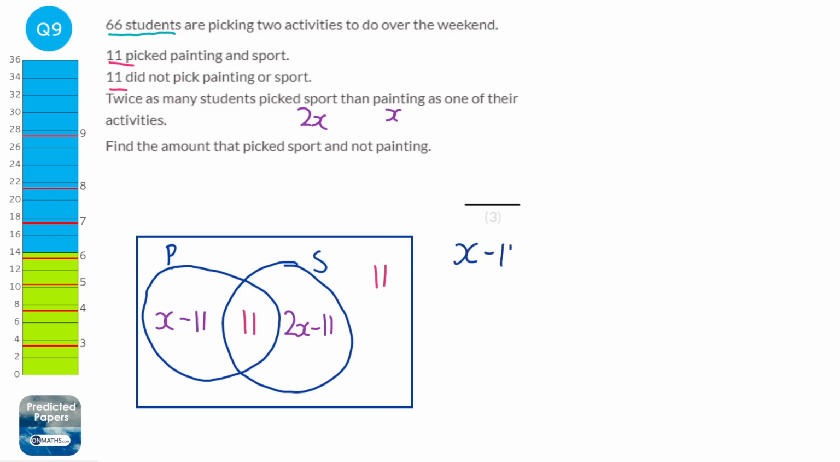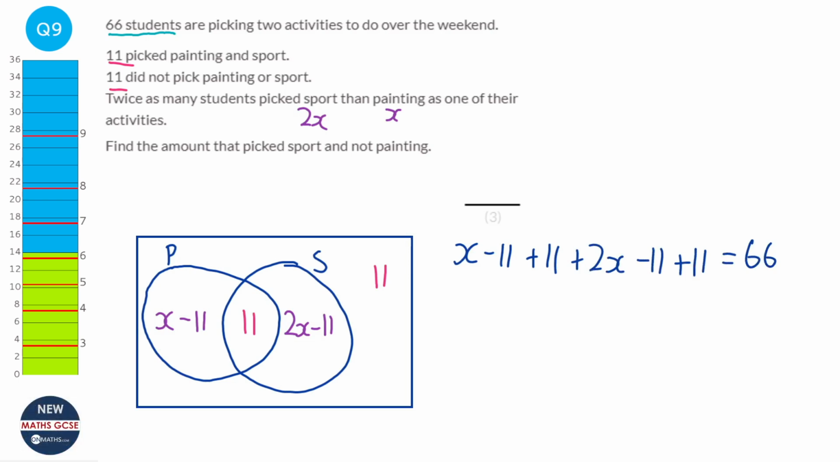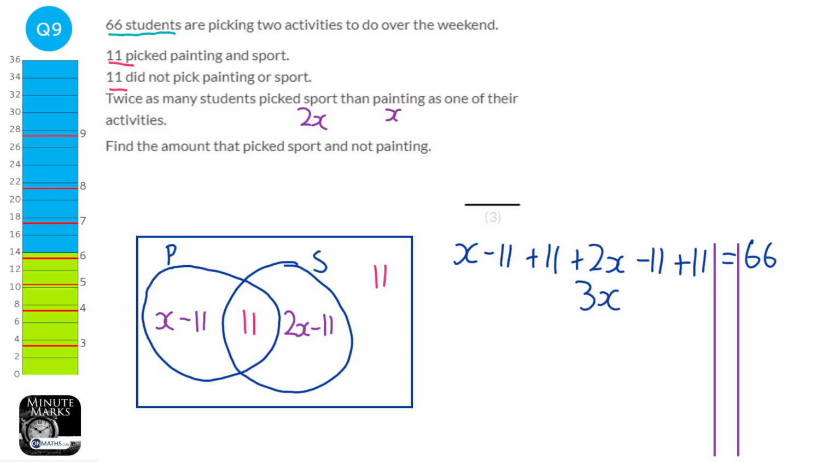So x minus 11 plus 11 plus 2x minus 11 plus 11, and all of that will equal 66. This is going to be some solving, so we're just going to put our lines in. Now here we've got x plus 2x, which is 3x. And we've got minus 11 plus 11, minus 11 plus 11. Well, those just cancel out. So we're left with just the 3x equals 66.